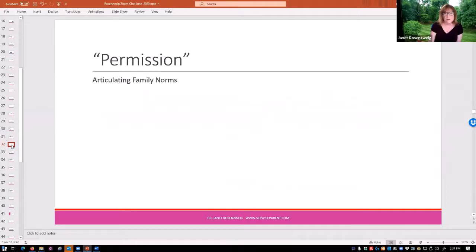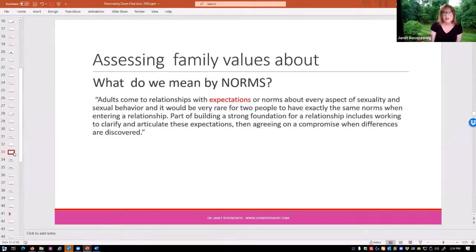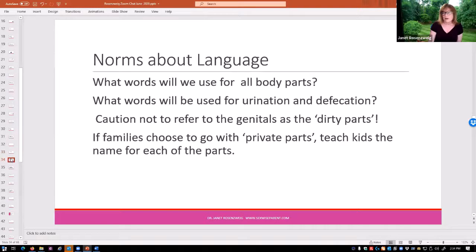Permission, one of the important things within permission is articulating family norms. What do we mean by family norms? Norms are the expectation on how we expect people to behave. Everybody comes into a relationship expecting that a friend will behave in certain ways or a partner will behave in certain ways. And part of building a strong relationship in a family is articulating what are the kind of norms that we think are important.